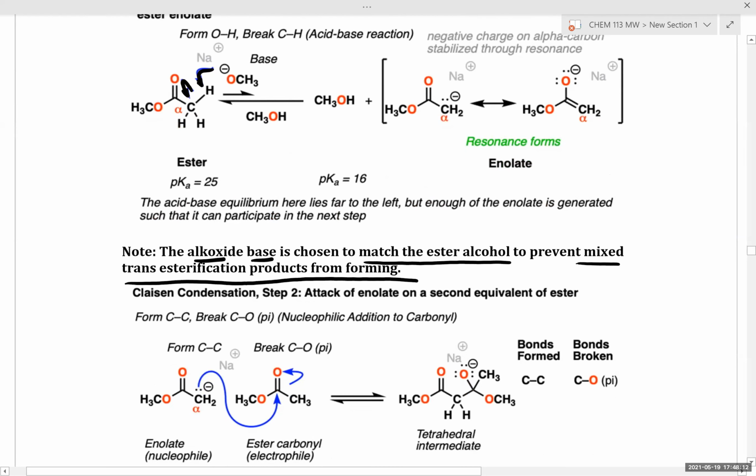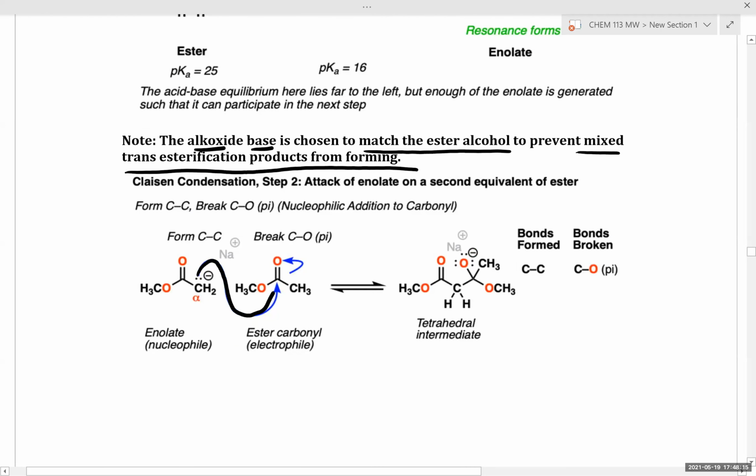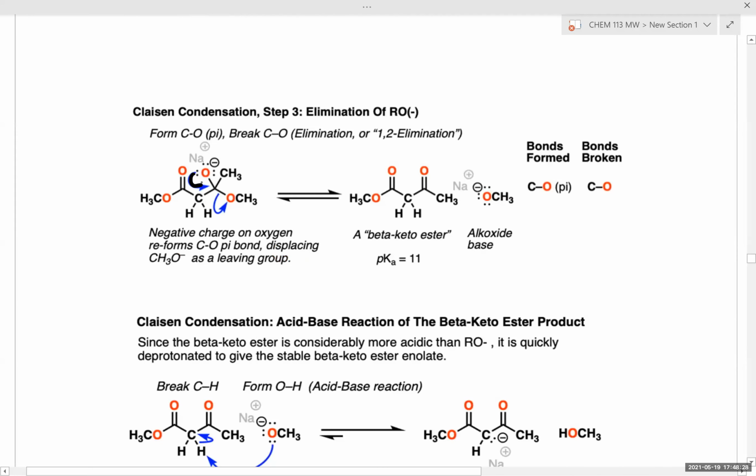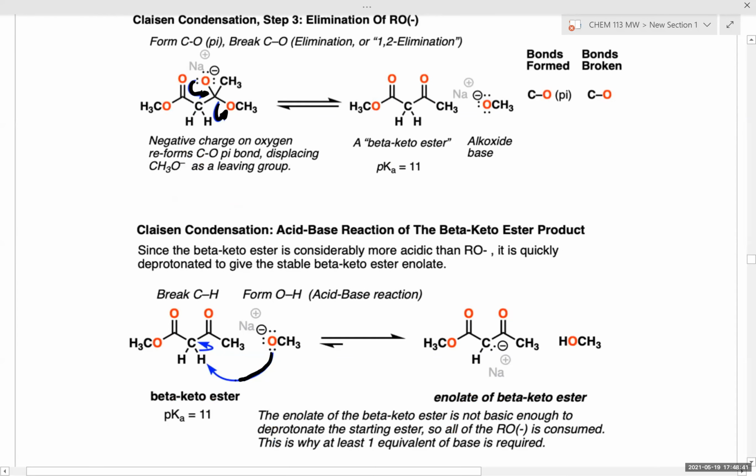So once we have our enolate, it can react with electrophiles, in this case, another equivalent of our ester, and we form a tetrahedral intermediate. From here, this tetrahedral intermediate can collapse and we lose ethoxide. This beta ketoester is way more acidic than any other species that we have in solution. So it can be readily and irreversibly deprotonated with our alkoxide base to generate a beta ketoester enolate.